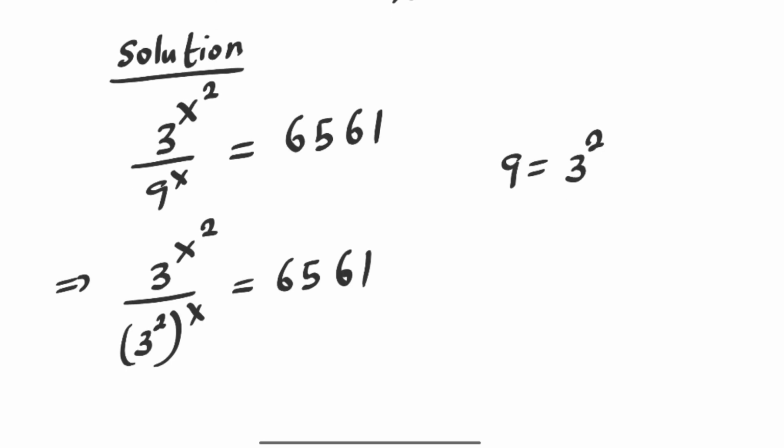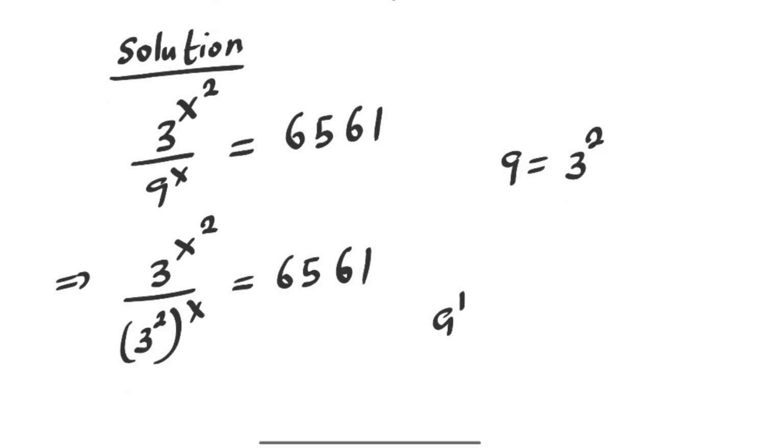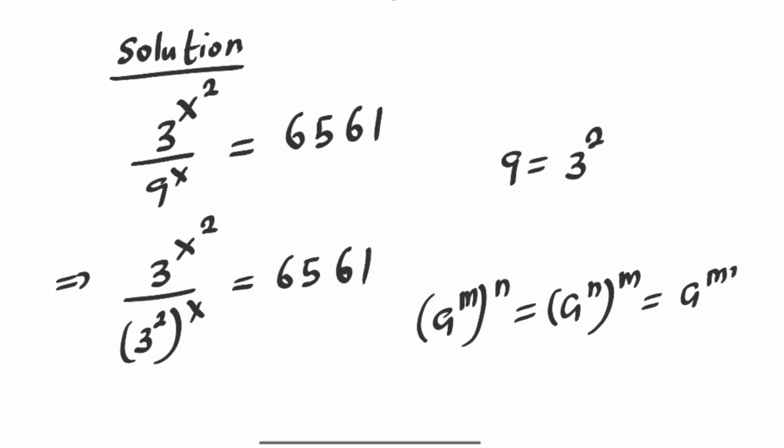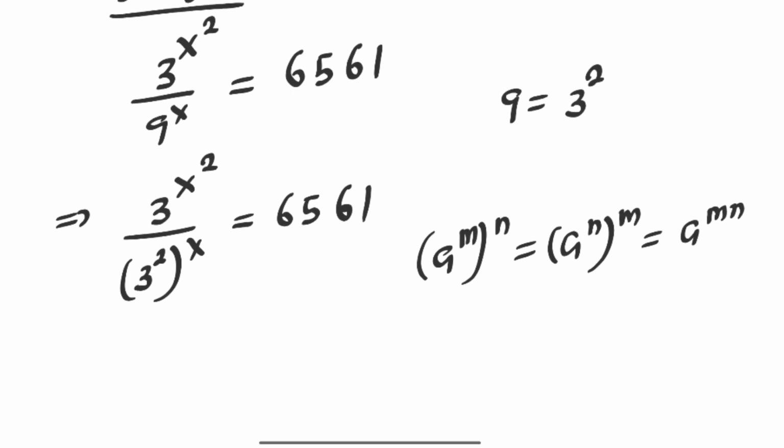6561. If you have a raised to power m to the power of n, this is equal to a raised to power n to the power of m. This is equal to a raised to power mn. Then if you have a raised to power n divided by a raised to power m, this is equal to a raised to power n minus m.